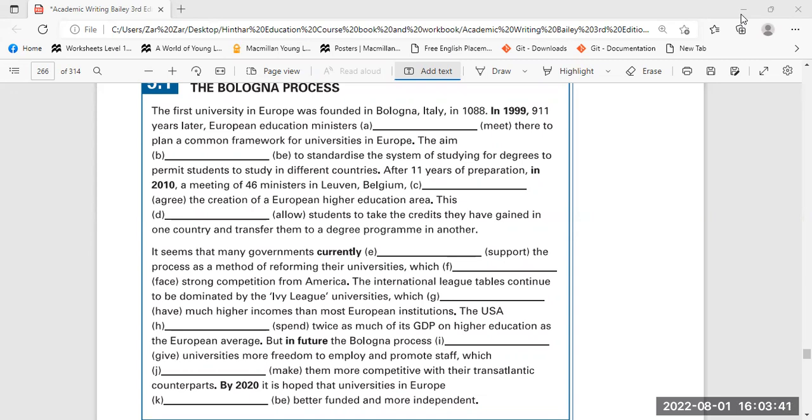But in the future, the Bologna Process gives universities, so this should be "will give." And because this is about the future, correct? And J, which will make them more competitive where they are. And then be better funded and more independent. Yes. Okay, so this is the answer.